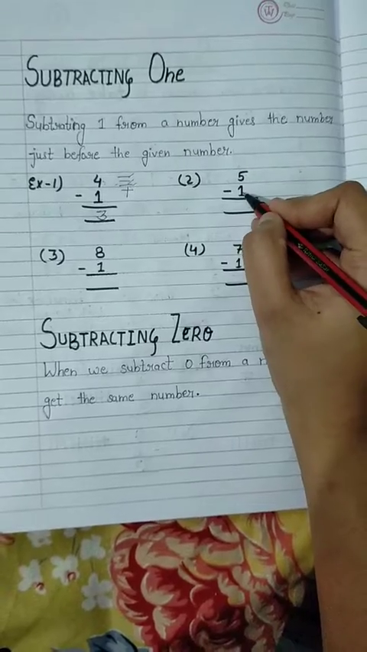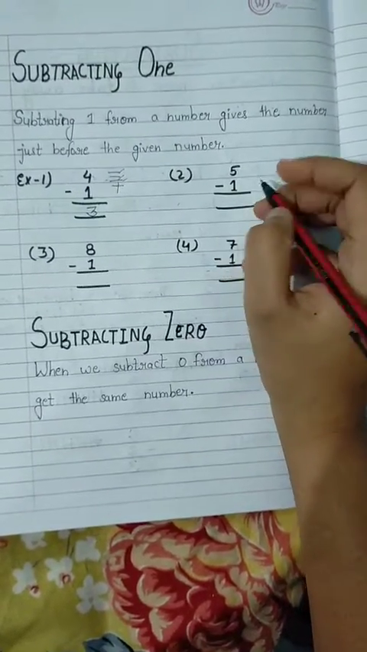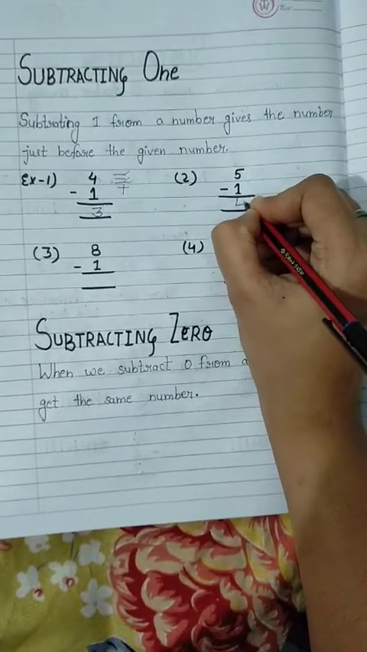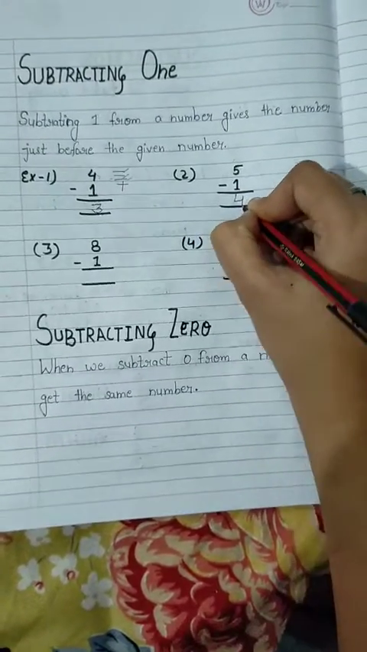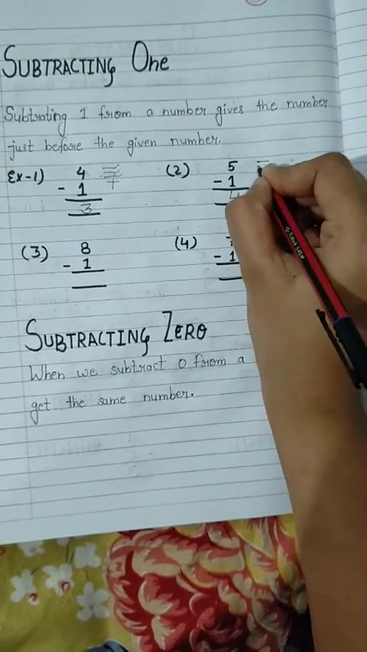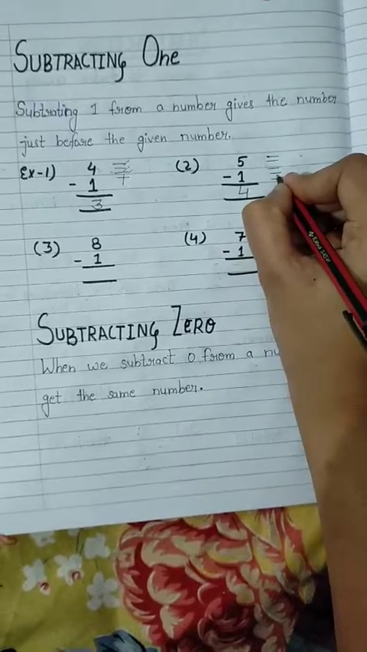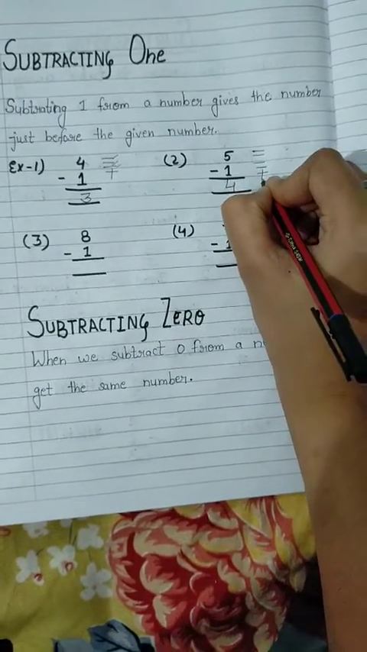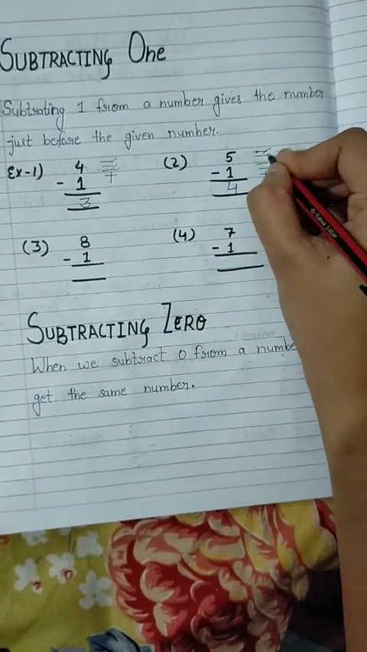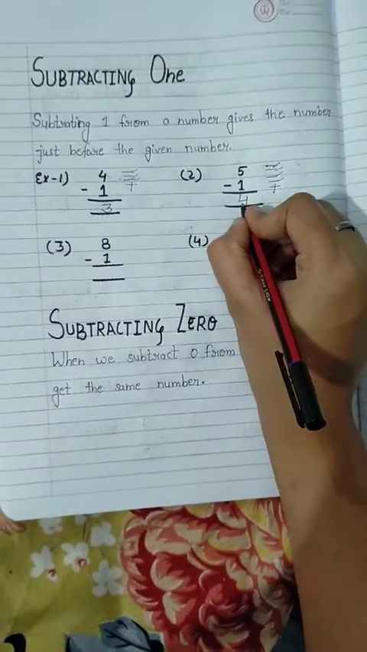Now 5 minus 1. What comes before 5? 4. Very good. The answer is 4. If you want to cross check, then draw 5 lines here. 1, 2, 3, 4, 5. Now subtract or cross one line here and then count. 1, 2, 3, 4. The answer is 4.